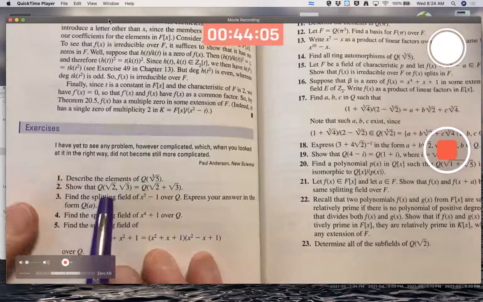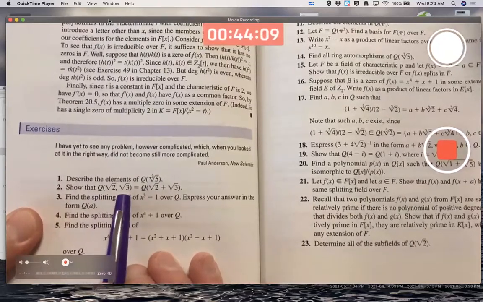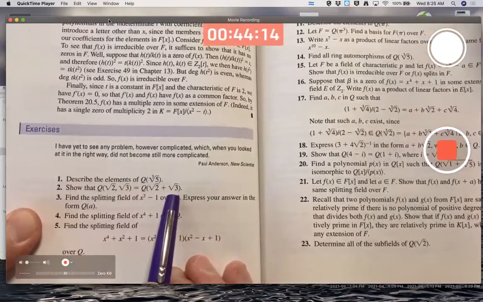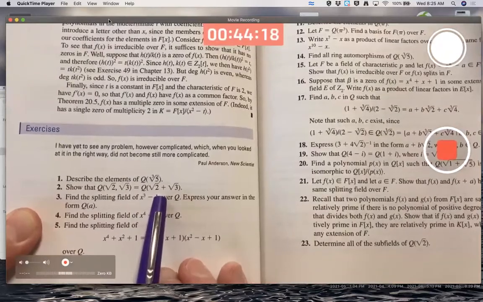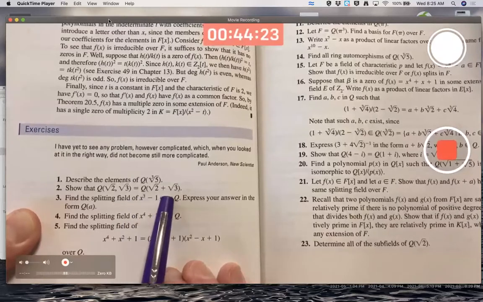Two says, show that Q of square root of 2 and square root of 3 equals Q of square root of 2 plus square root of 3. That's just one element that has been adjoined. By the way, sometimes people use the word adjoin here. This is Q adjoined root 2 plus root 3.